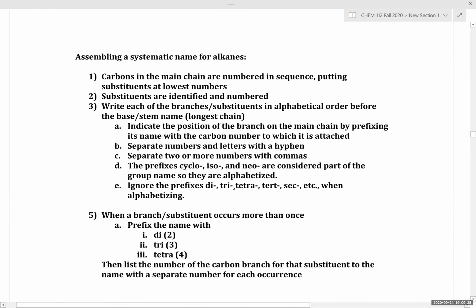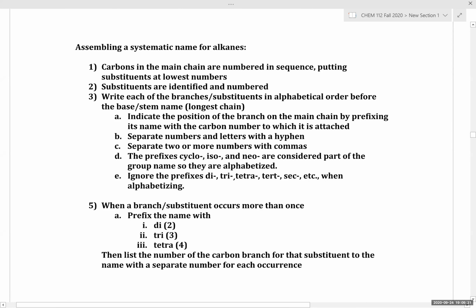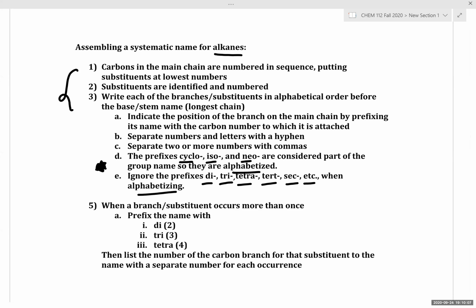Let's talk about now, when we talk about systematic names for alkanes, let's expand our rules a little bit. So we know about writing our locant numbers. We know about ordering our branches and substituents in alphabetical order. So prefixes cyclo, iso, and neo are considered part of the group name. So they are alphabetized. We ignore the prefixes di, tri, tetra, tert, sec, etc. when alphabetizing. Really be careful with this. Finally, that's the only new revision that we need to keep in mind, is that we want to make sure our alphabetized side chains are correct.